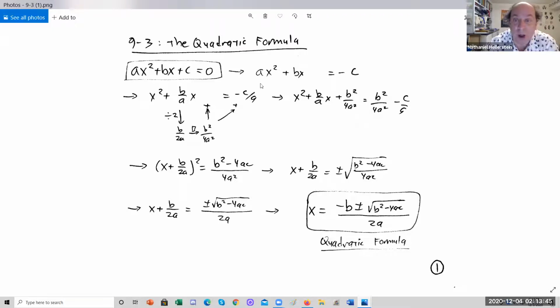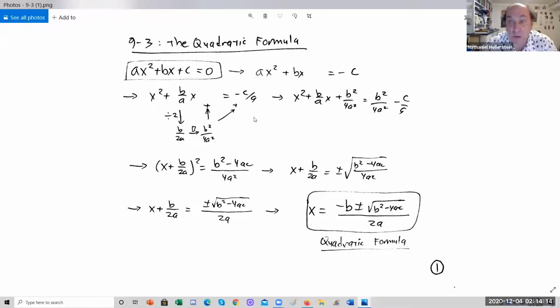9.3 is the quadratic formula. How to solve this equation, ax squared plus bx plus c equals 0. Well, okay. We use the method we did last time of completing the square. So first we prepare it. We transpose the c, so you get ax squared plus bx is negative c. Then we divide throughout by a to get a 1 in front of the x squared. So you get x squared plus b over a times x equals negative c over a.